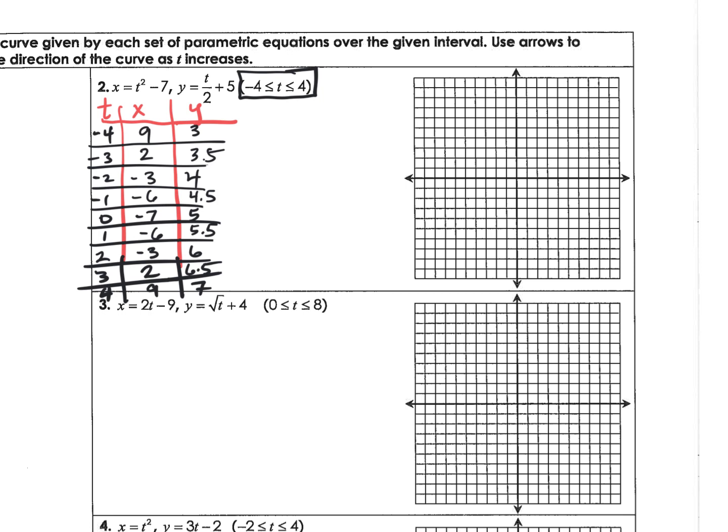Now we're going to graph this guy. I would assume we graph this by 1 since we're going all the way from -4 to 4, right? So this is x and this is y, and our x's go from -7 to 9. Yeah, I'm going to go by ones. So 1, 2, 3, 4, 5, 6, 7, 8, 9, 10. Okay? Just go by ones. So let's graph this guy. 9, 3. So 9, 3. 2, 3.5.